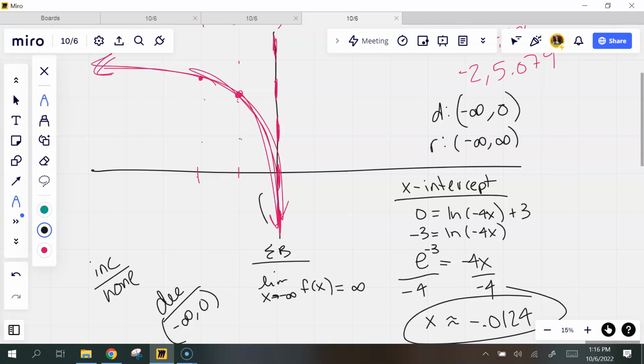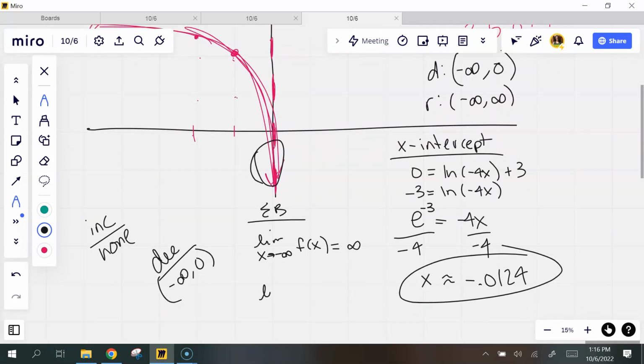Now I need to do this end of the graph. So it's going to 0, but this time it's going from the minus side. It's coming in from the negative side of x. What does it equal?